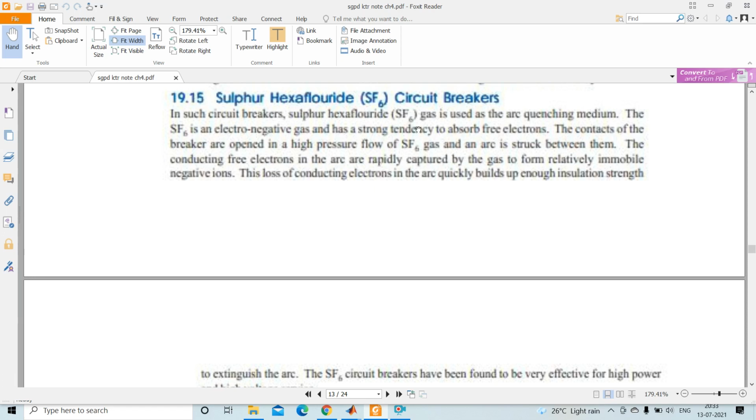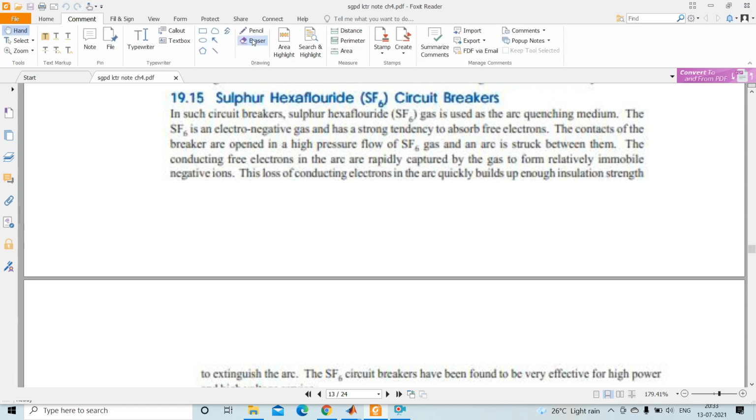So in the sulfur hexafluoride circuit breaker, the arc quenching medium is the sulfur hexafluoride gas. Already I told you that the classification of circuit breaker is on the basis of arc quenching medium. So this is another type of classification. Here the arc quenching medium is sulfur hexafluoride gas. The sulfur hexafluoride gas is an electronegative gas and has a strong tendency to absorb free electrons.